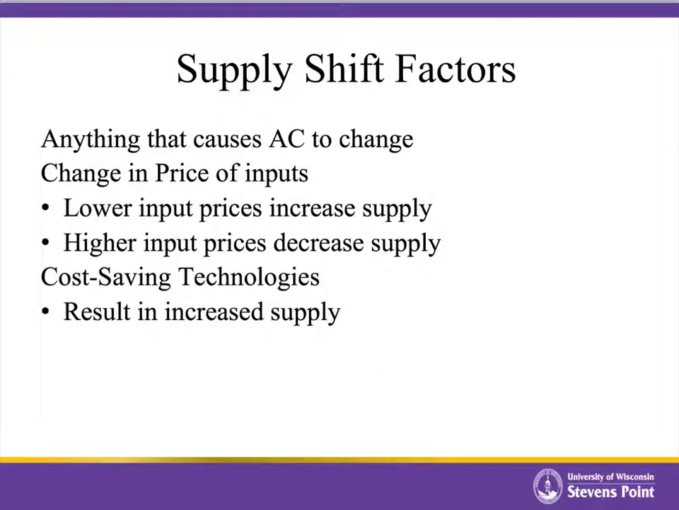So with the cost-saving technology, something's changed that's going to reduce our cost per unit. The result is we have an increase in supply, a higher quantity supplied at each price because of those higher profits per unit, or a rightward shift in the supply curve.